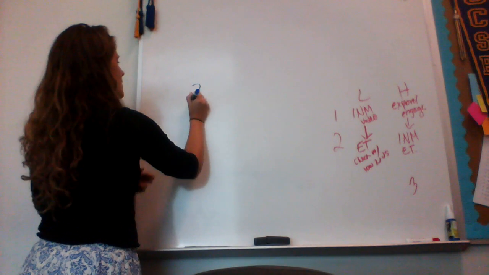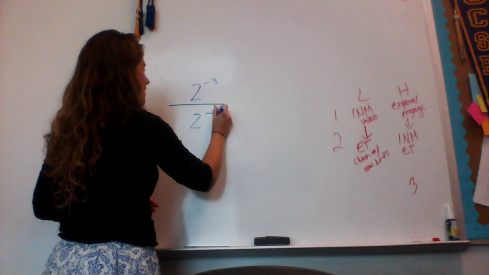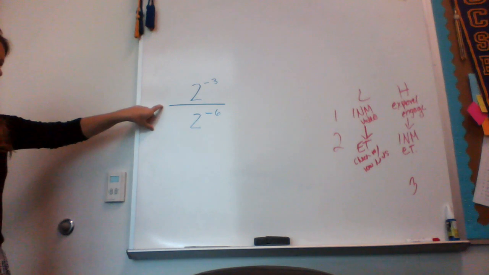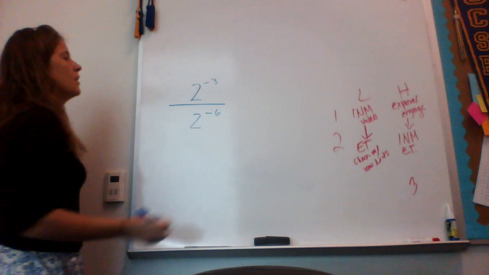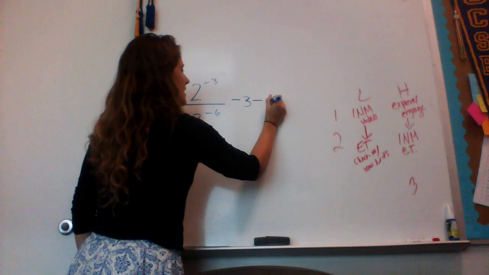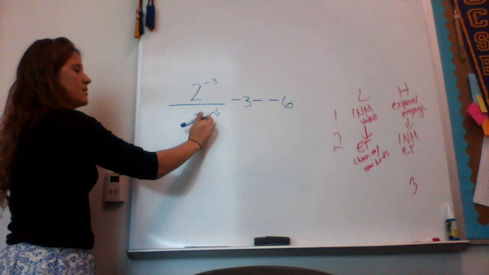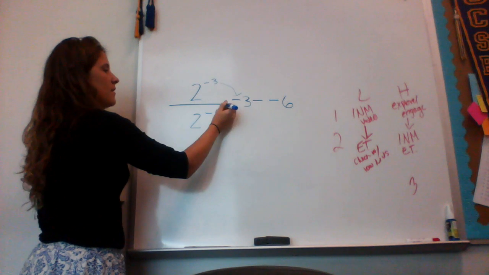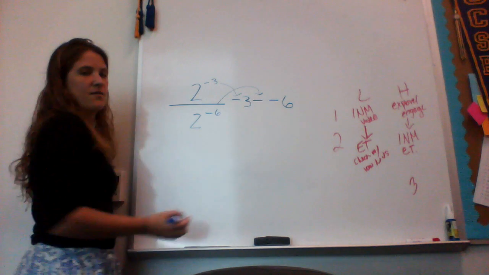What if I have 2 to the negative 3rd power divided by 2 to the negative 6th power? I am dividing, which means I'm going to subtract my exponents when the bases are the same. I'm going to write this out again. I have negative 3 minus negative 6. That's right here. This division sign means to subtract, and I'm subtracting negative 6.